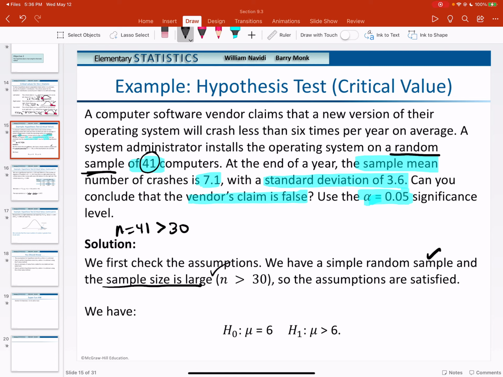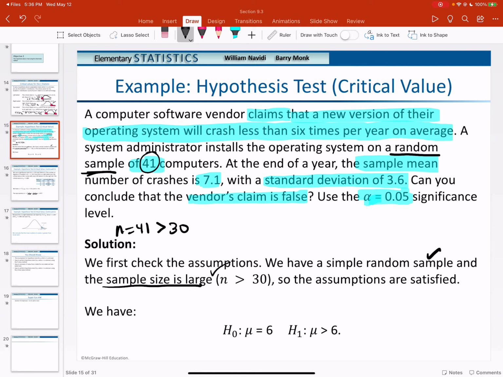So what's the initial hypothesis? What's the claim? The claim is that the new version of their operating system will crash less than 6 times per year on average. If we want to conclude that the vendor's claim is false, then we would have to consider greater than or less than. They chose greater than here. That's interesting. So, can you conclude?